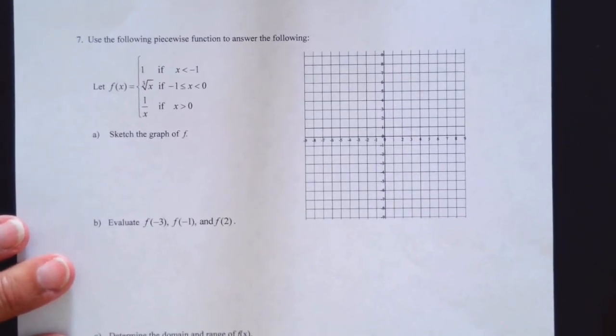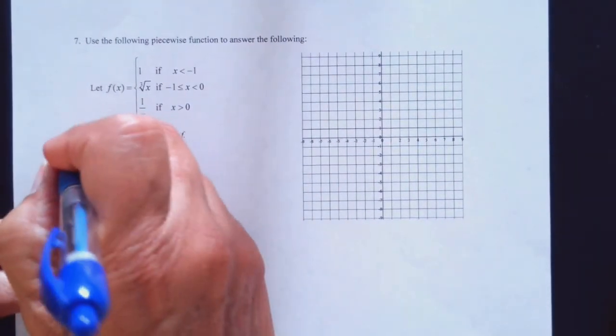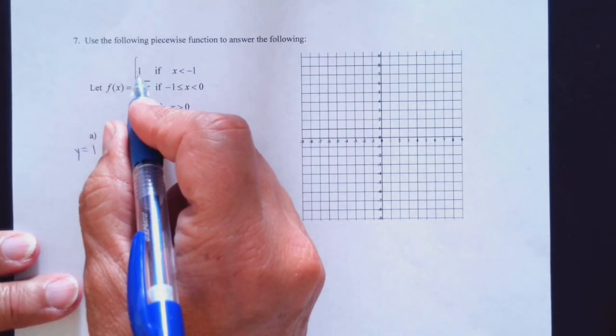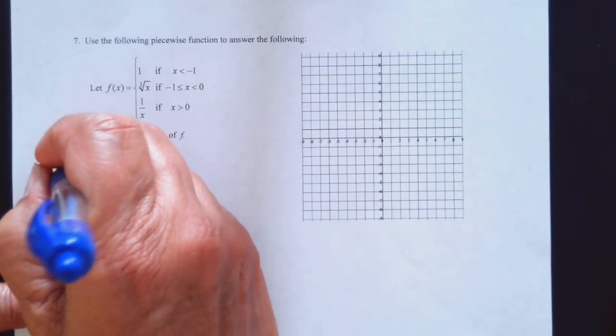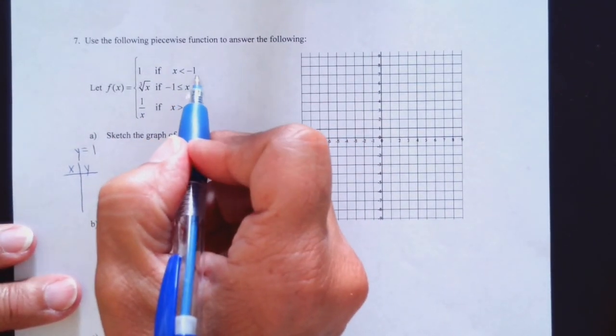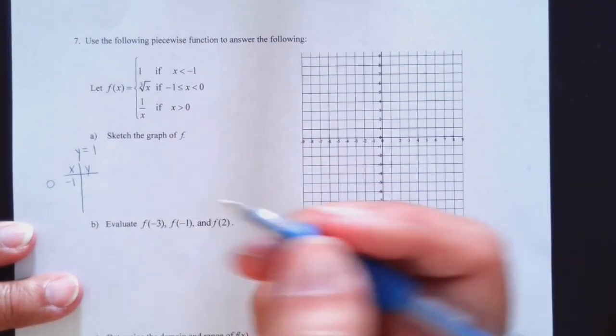All right, let's look at the next one on the next page. Another piecewise function. So we're going to sketch the graph. Okay, sketch the graph. So, a couple of things. We got 3 functions, so let's start with the first function. Y equals 1. So that's just y is 1 no matter what x is. So let's pick some x's. We're going to use numbers less than -1. So we're going to start with -1, open circle.